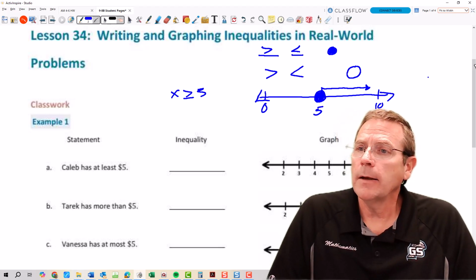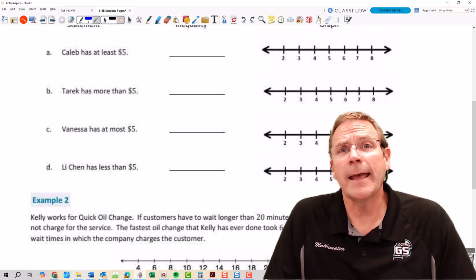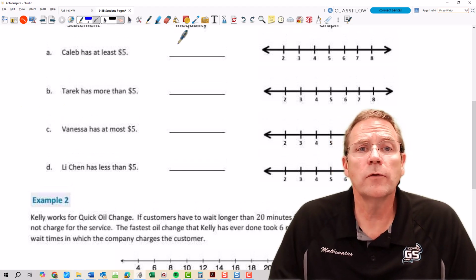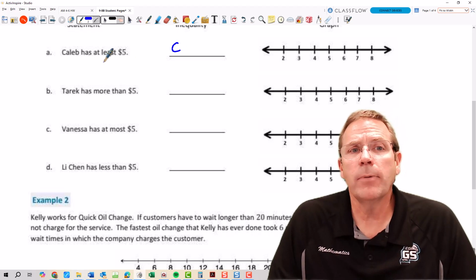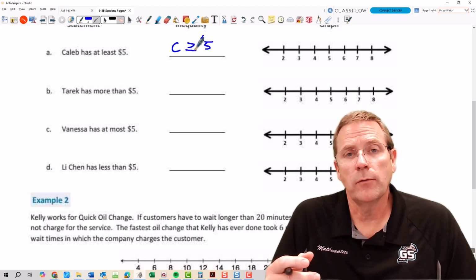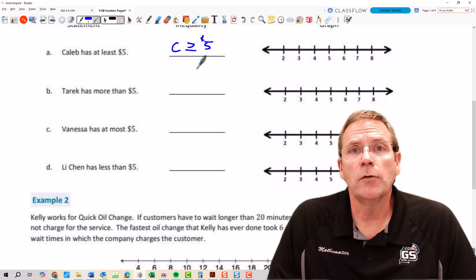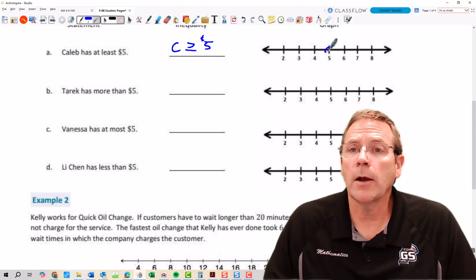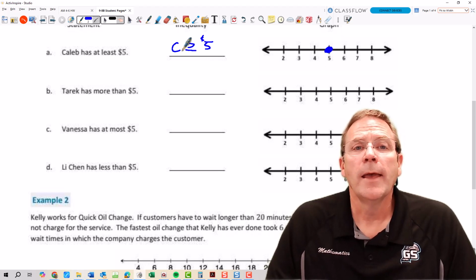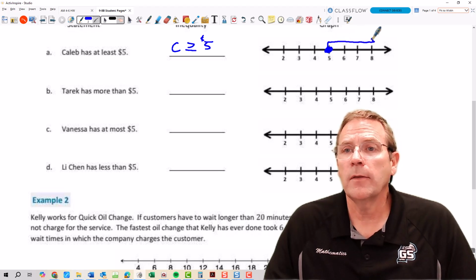So with that behind us, let's start looking at some of these problems. Caleb has at least $5. So I'm going to use a C for my variable. At least implies that he has more than $5 or he has equal to $5. So on my number line where I have a 5, am I going to use an open or a closed circle? It's going to be a closed circle because it's an or equal to. And then I have C is greater than or equal to 5. That means which side of that number line is greater than 5? That's going to be the numbers to the right.